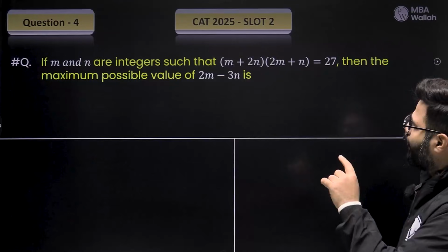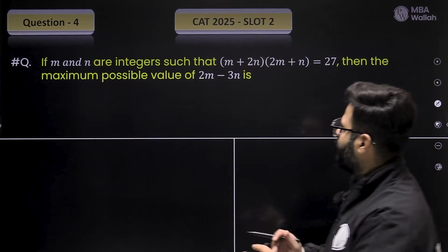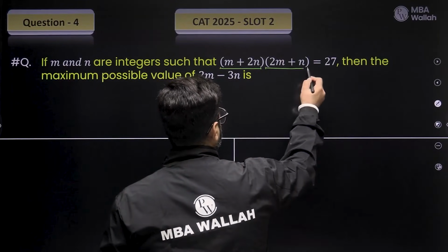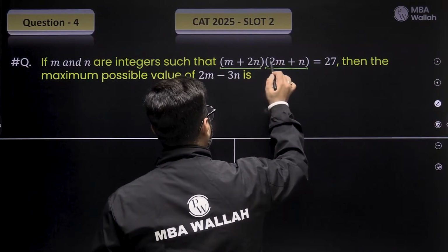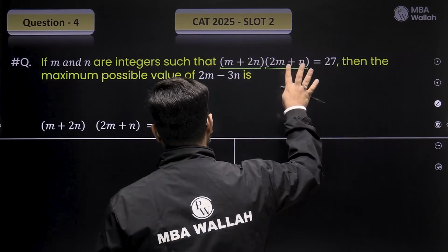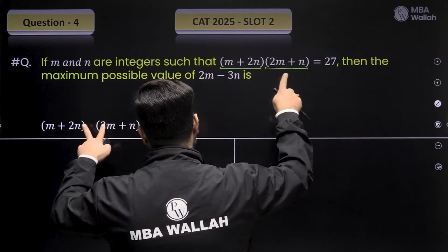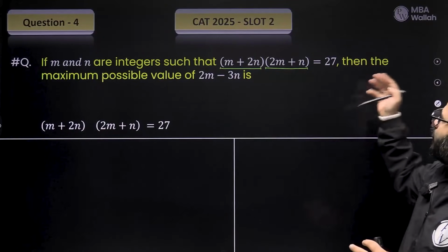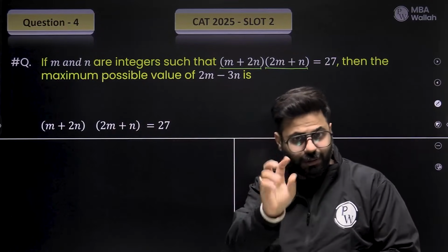Have a look. M and N are integers. Fantastic. If M and N are integers, what I know is these two brackets are definitely integers, right? Integer plus integer is integer. This multiplied by this is basically the product of two integers. So if this products to 27, I'm looking for two numbers that product to 27. Think on that line. We'll come to maximum possible later. Can you think of two integers that give you 27?